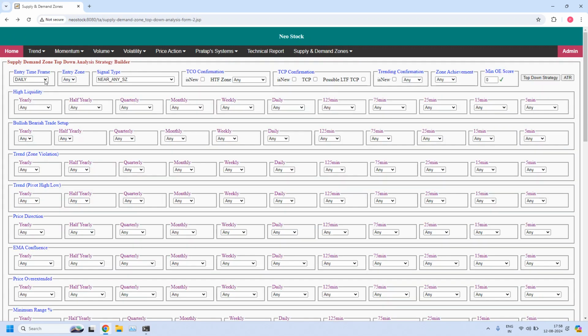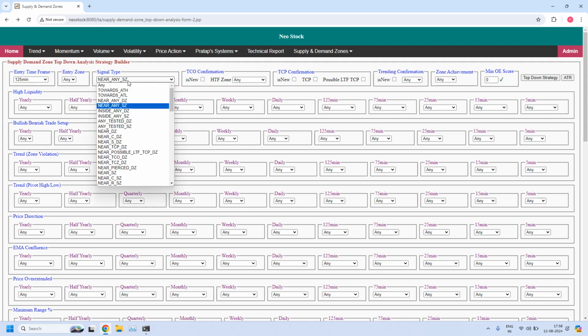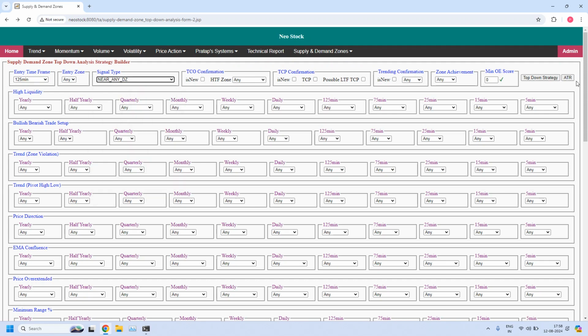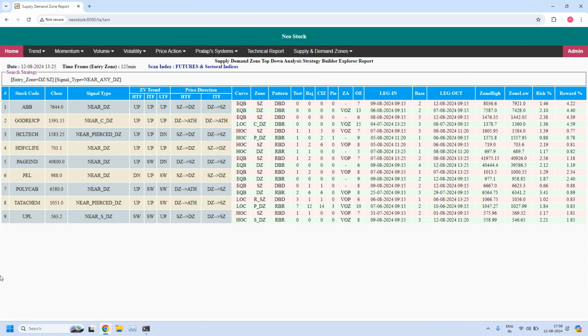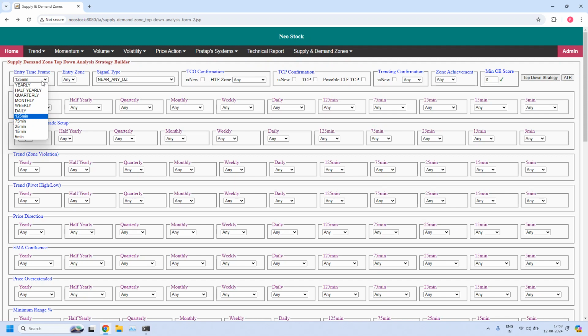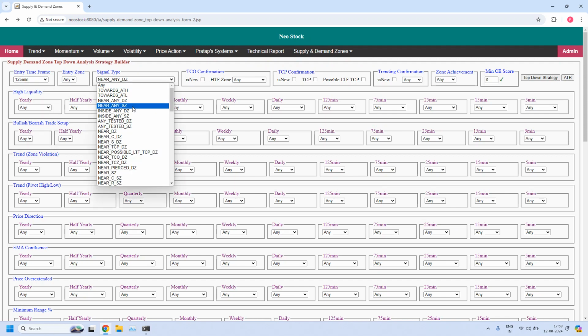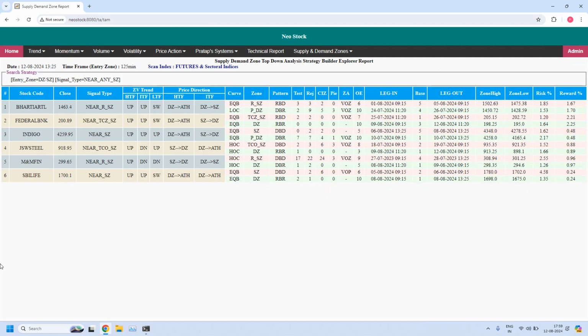Okay, the next time frame is 125 minutes. Let us find the stocks near 125 minutes demand zone. Nine stocks are filtered near to the 125 minutes demand zone. And the next for 125 minutes time frame, let us find the stocks near 125 minutes supply zone. 6 stocks are filtered near to the 125 minutes supply zone.